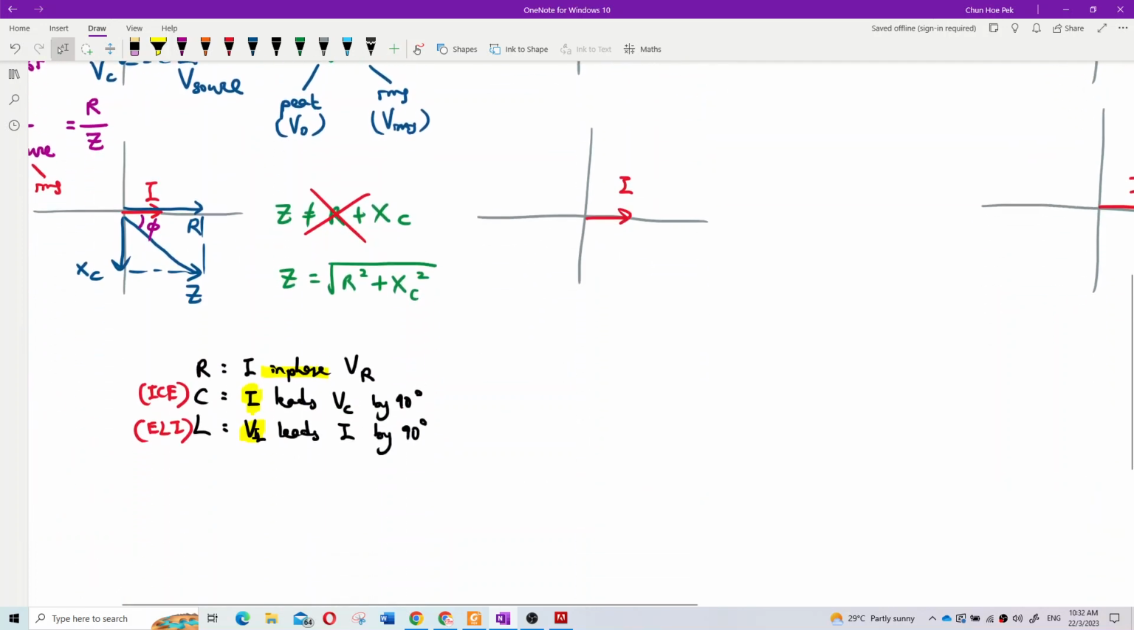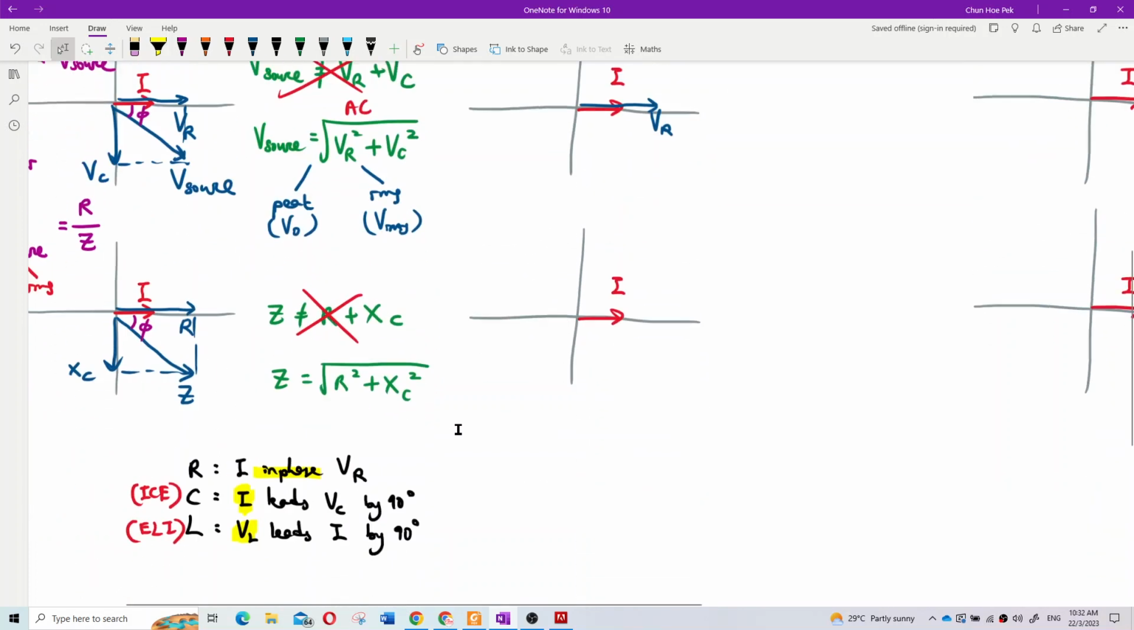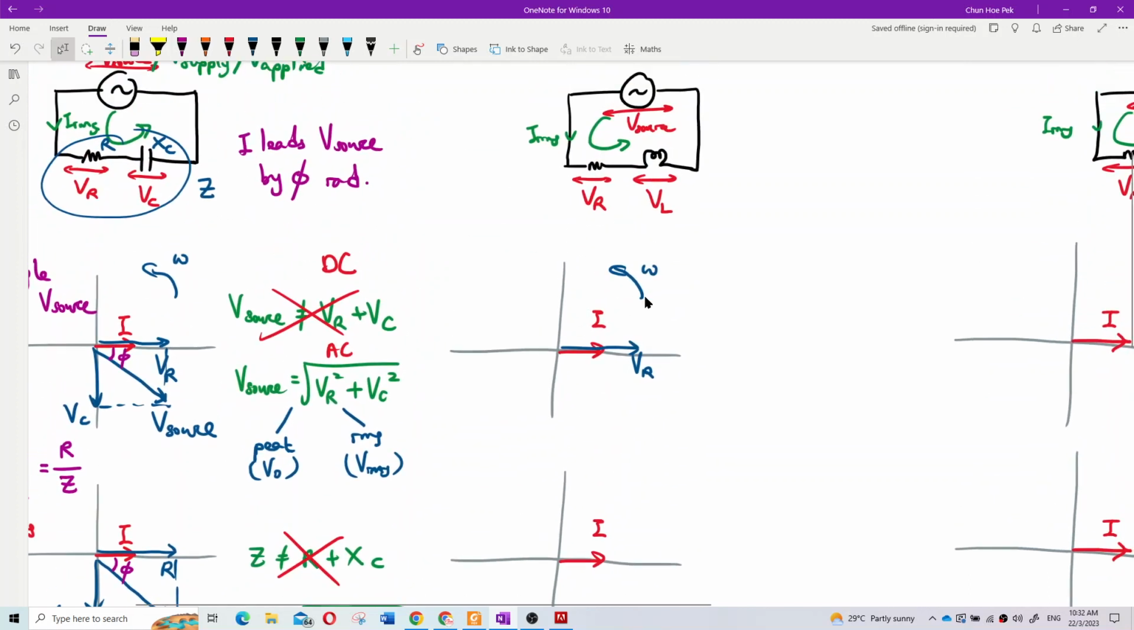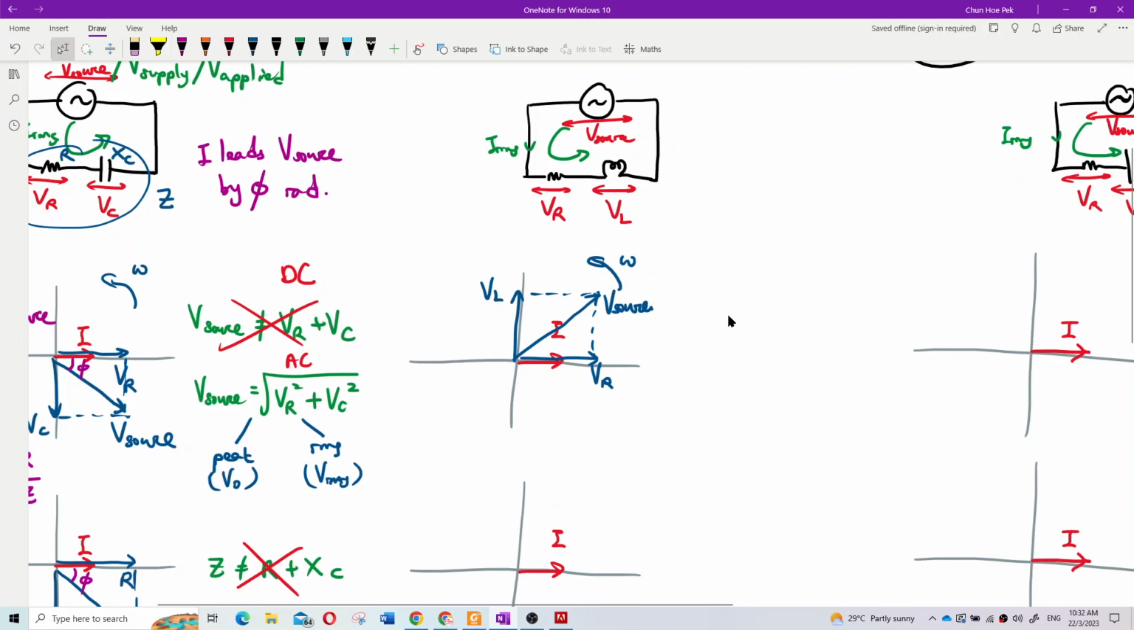For rotation anti-clockwise, the voltage VL is leading by 90 degree. That means VL must be in front 90 degree of current. So VL is over here. Understand, class? What is the V source? Here's the V source.